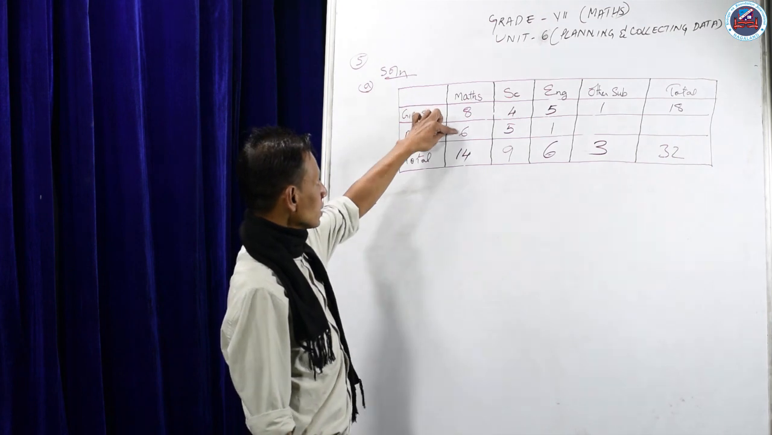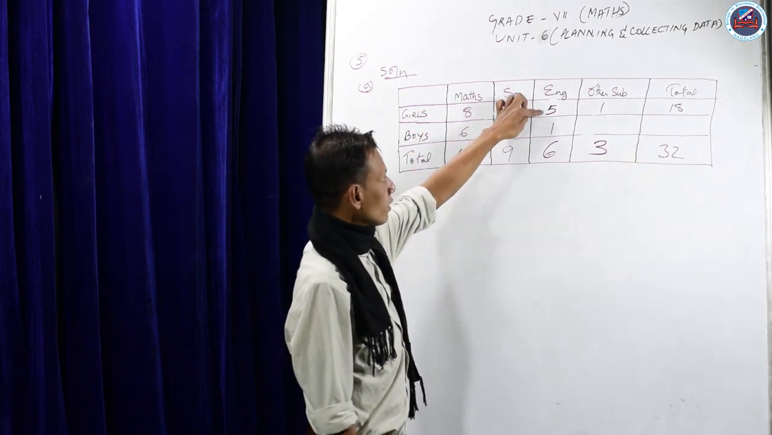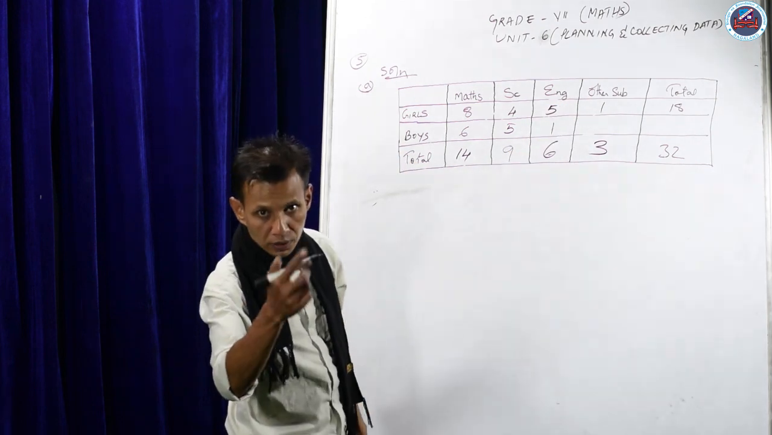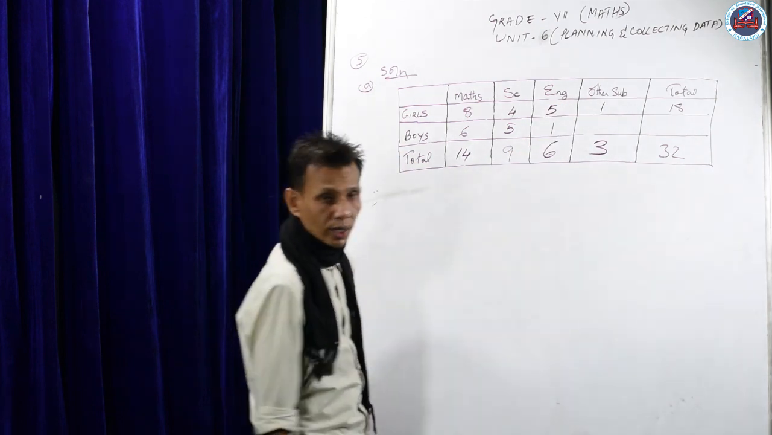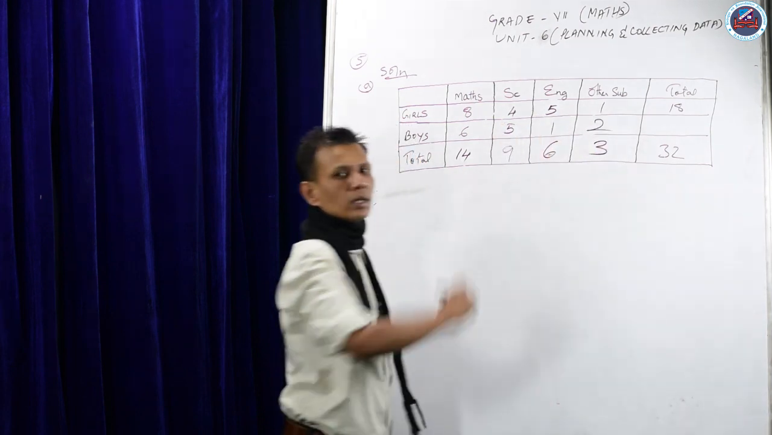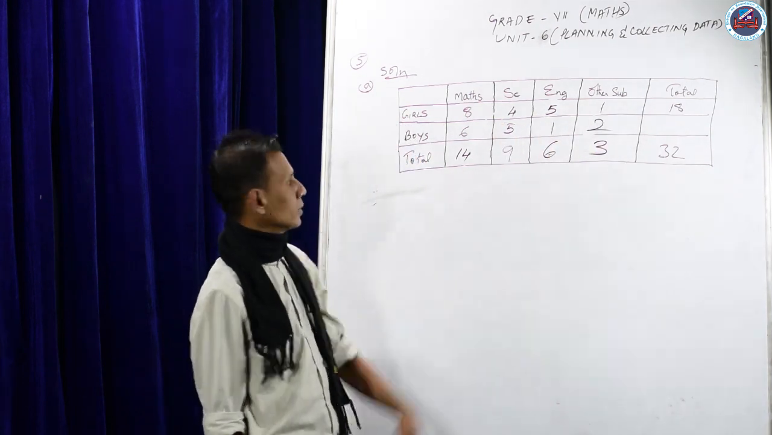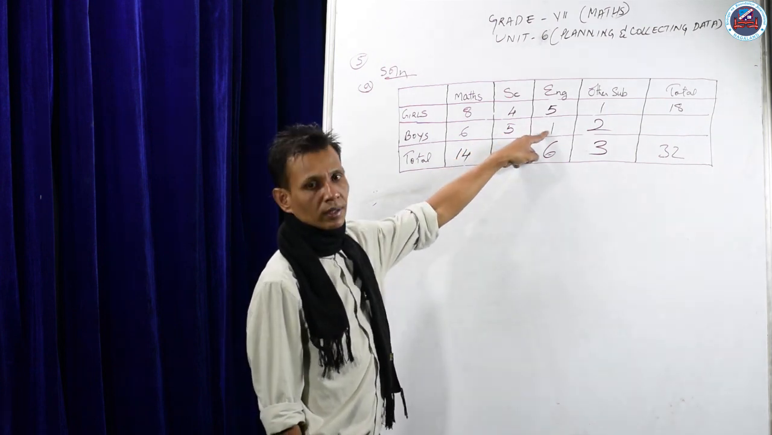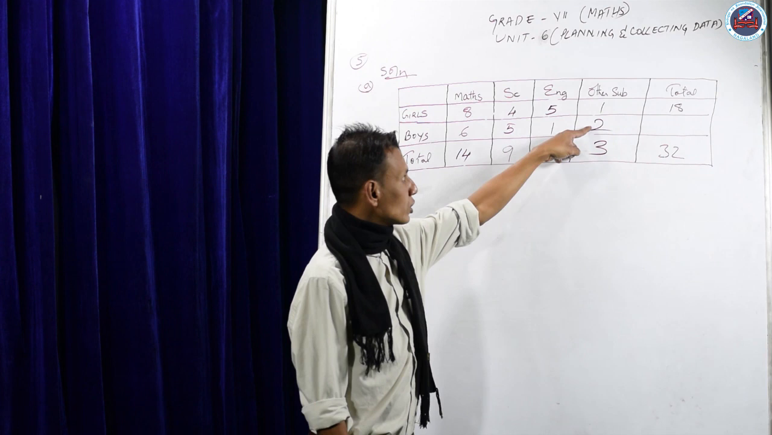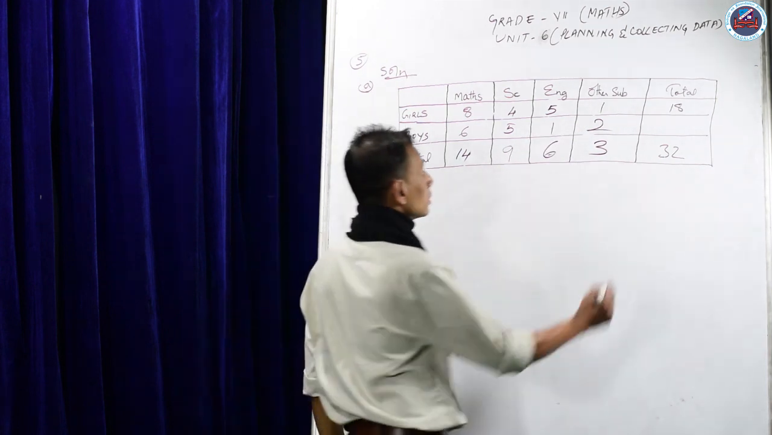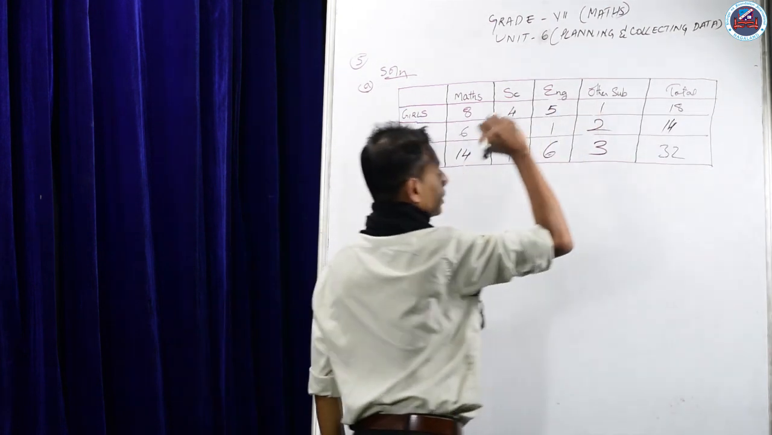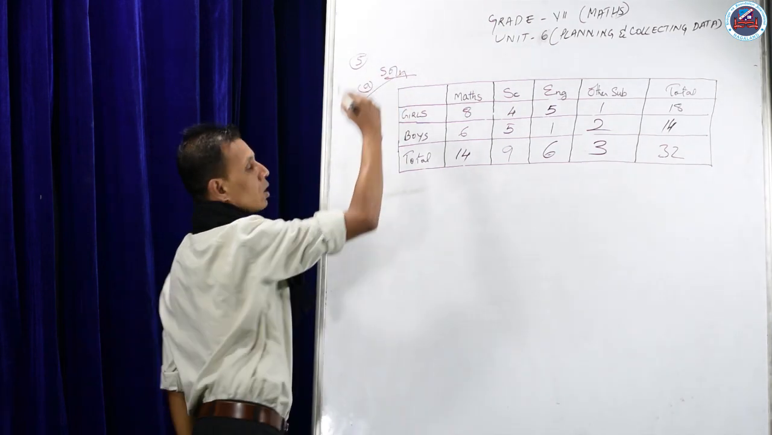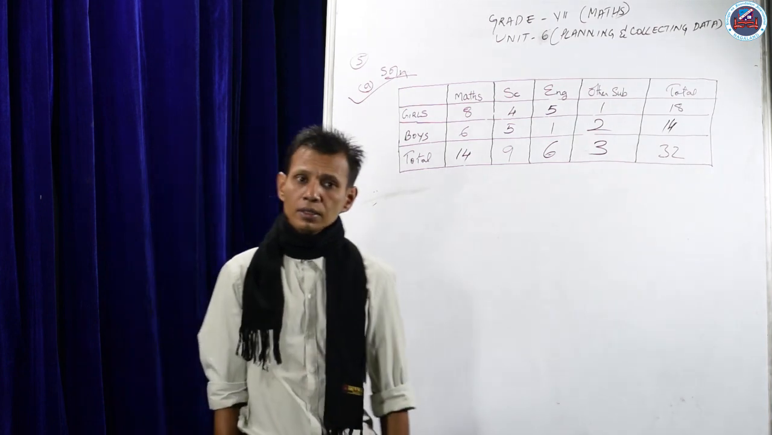Now come here. 8 plus 6, 14. 4 plus 5, 9. 5 plus 1, 6. 1 plus what number is 3? 1 plus 2 is 3. See? Now next. 6 plus 5, 11. 11 plus 1, 12. 12 plus 2, 14. See, I filled up all the answers. So my A answer is over. Done? Now let's go to B.